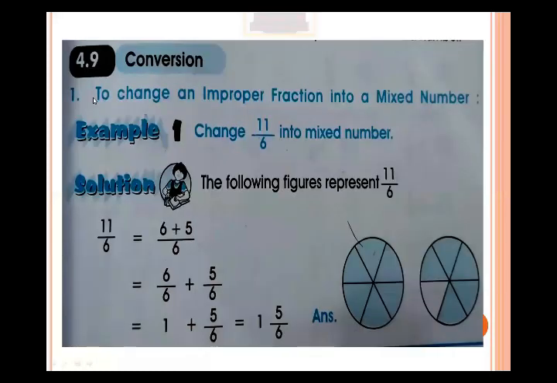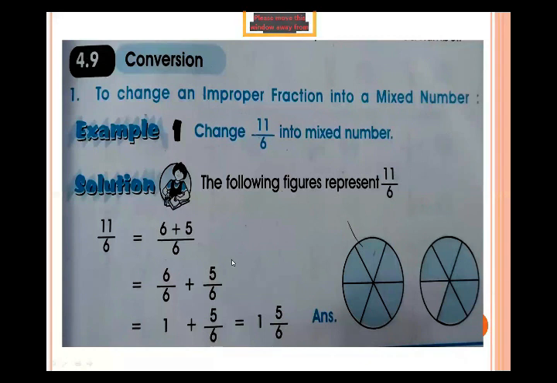Now look at one more example to change an improper fraction into a mixed number. The numerator is greater than the denominator, so we call it an improper fraction. 11 upon 6 change into the mixed number. How do we change it into the mixed number? Like this one, 6 parts are shaded and total parts are 6. It means 6 parts are shaded.